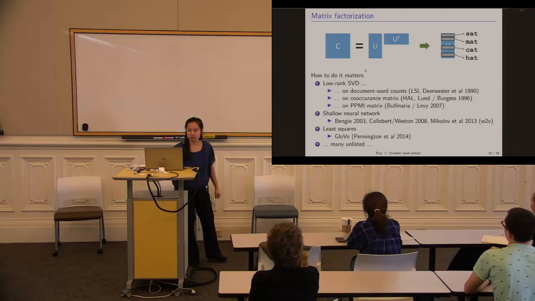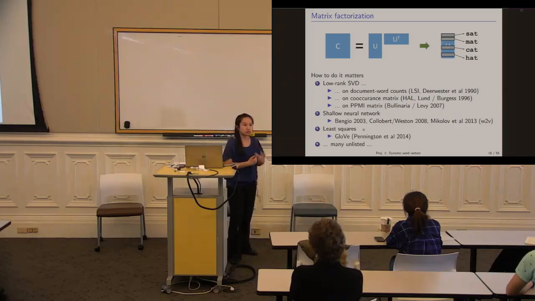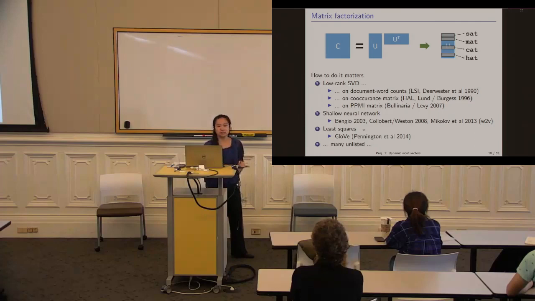In the past, they looked at these count matrices. But more recently, you look at the PPMI matrix, whether you're doing an SVD, a shallow neural network, or a least squares problem. They're all trying to do this kind of matrix factorization. And they will actually get different performances on different tasks because they are using different ways of getting there.